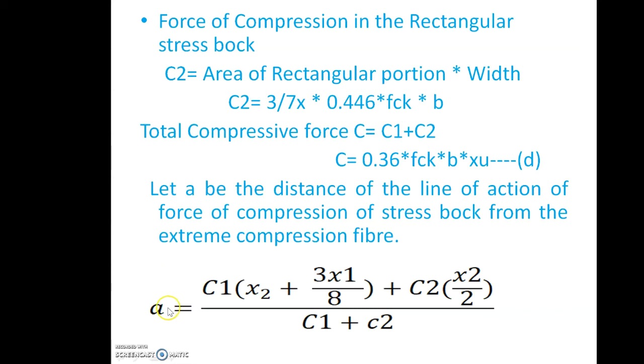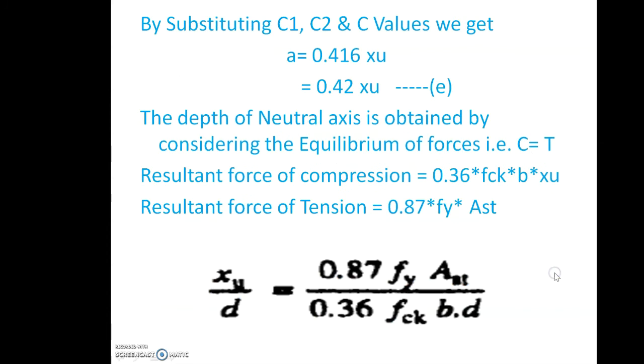Then let us calculate the A value. A value formula is C1 into (x2 plus 3x1 by 8) plus C2 into x2 by 2, divided by total compression. By substituting the C1, C2 and C values, we will get A is equal to 0.416 xu. That is A is equal to 0.42 xu, which is from the top of the beam to that particular force.